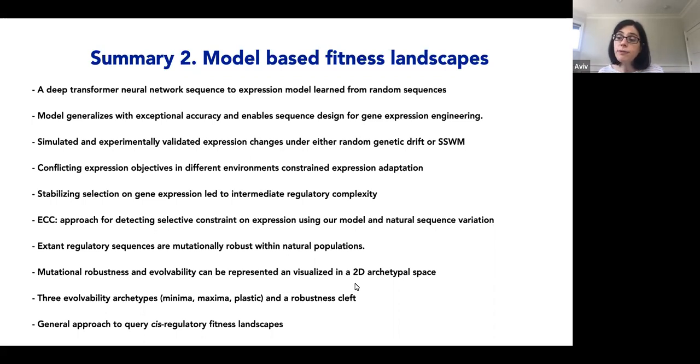And then prospectively, we can use the model to calculate mutational robustness. And we showed that the current regulatory sequences are often also mutationally robust. And then finally, we developed a representation of regulatory sequence evolvability, highlighting these 3 evolvability archetypes, as well as the robustness cleft. And we think that this approach should be applicable in other systems and organisms.